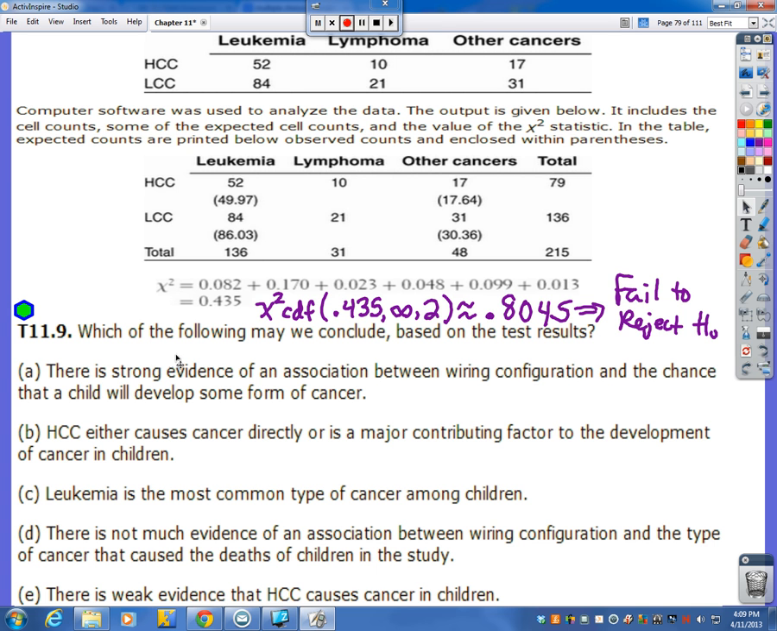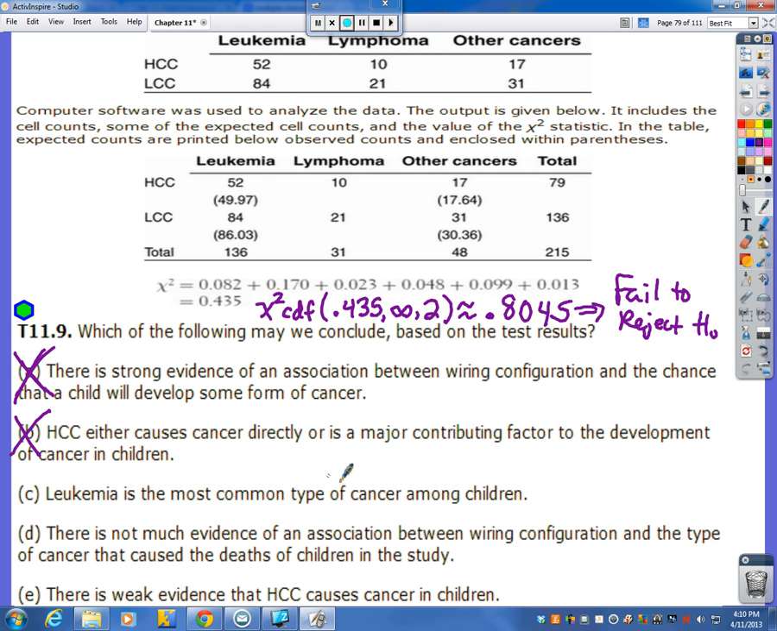So A, there is strong evidence of an association. Well, we would say this if we had rejected the null hypothesis. If we'd gotten a teeny tiny p-value, we would say, yeah, there's a pretty good chance here that there really is an association. So this is saying the exact opposite of what we have here. B, HCC either causes cancer directly or is a major contributing factor to the development of cancer in children. Again, we said earlier we couldn't make an association, and this is saying that there is. They're implying it more here.